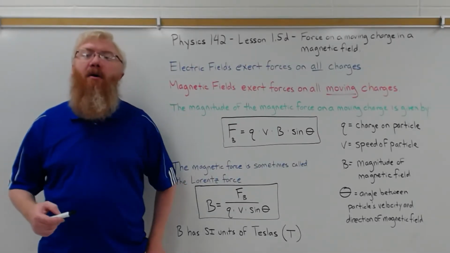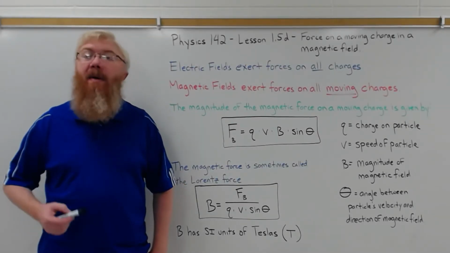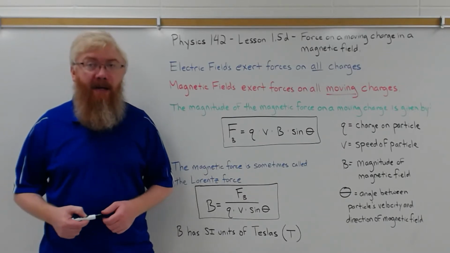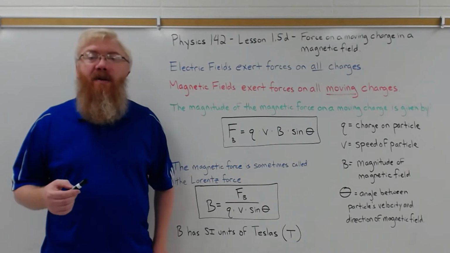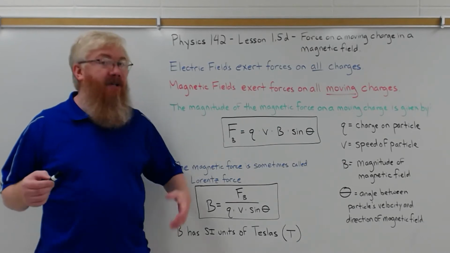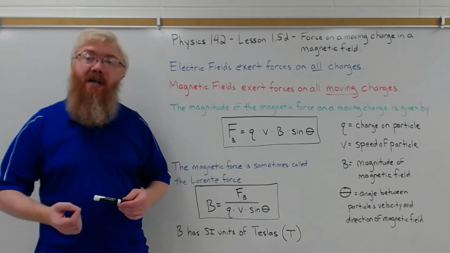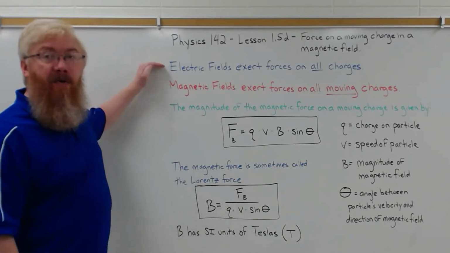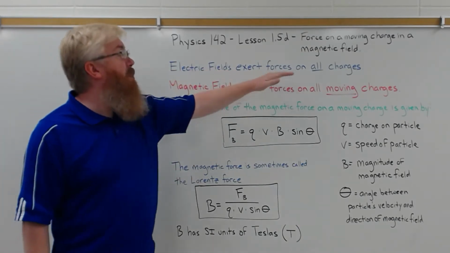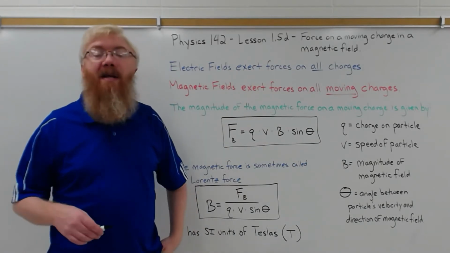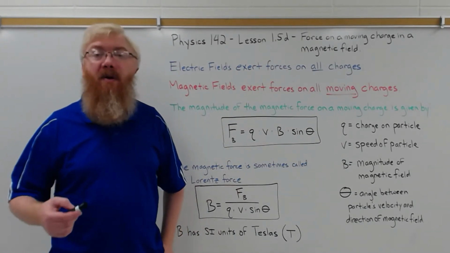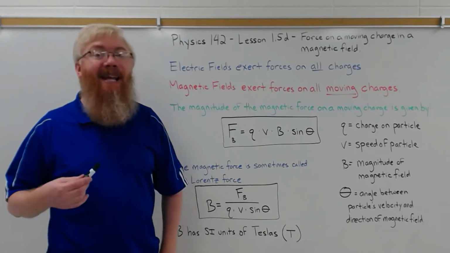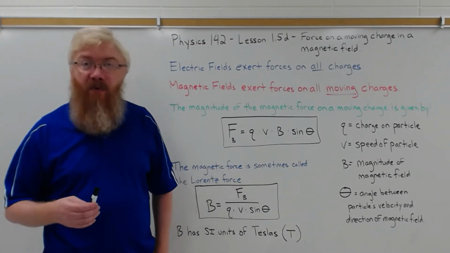We talked about how current can generate a magnetic field, and that's the property behind what's called an electromagnet. Well, magnetic fields can also exert forces not just on other magnets, but on moving charges, on current. So an electric field, we learned earlier, exerts forces on all charges. If you place a positive charge in an electric field, it will experience a force. If you place a negative charge in an electric field, it will experience a force on it.